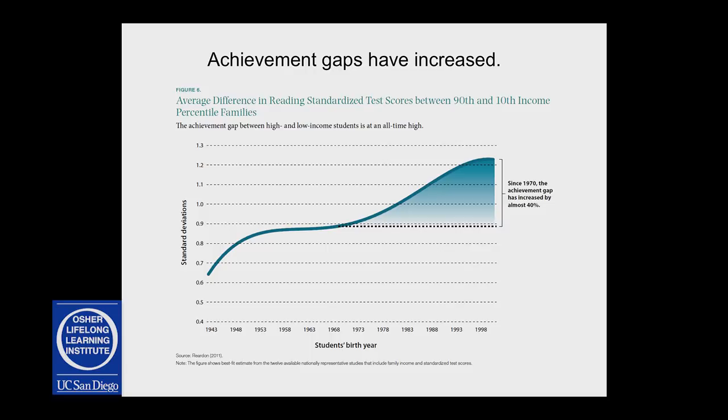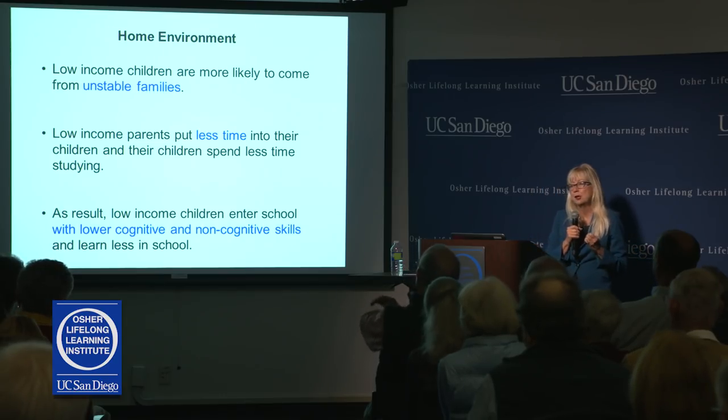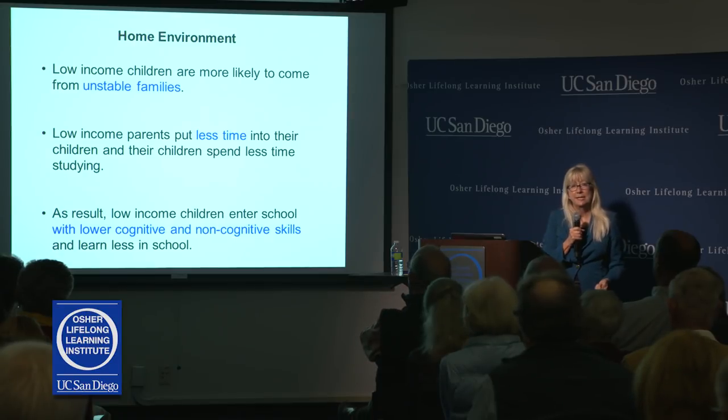So that suggests, so far this is just a correlation, that your parents' income level seems to matter a lot more now for how well your kids do in school than it used to, okay? This, of course, goes right back to the graph that I gave you before that talked about mobility. What's your chance of getting out of the bottom 20% if you were born in the bottom 20% of the income distribution? Home environment: low-income children are more likely to come from unstable families.